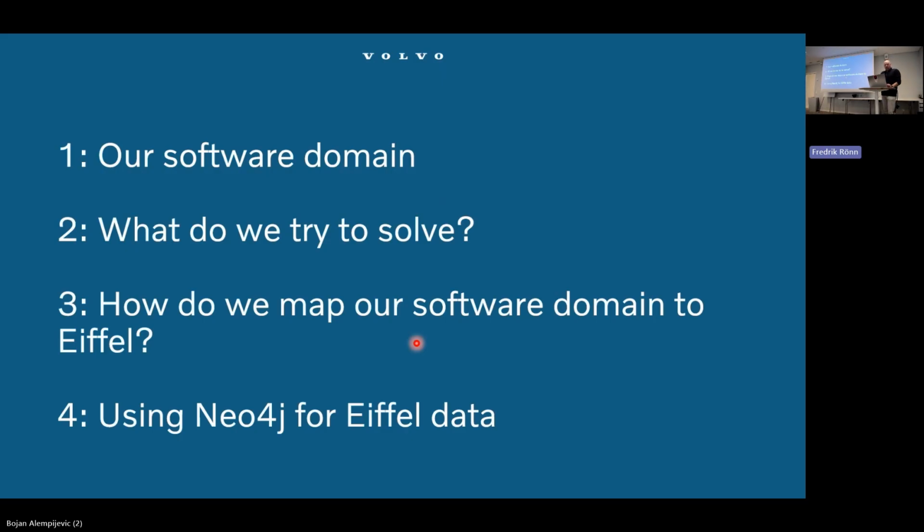So I will start by going through our software domain. What is it actually we do? How does it look? Without going too much into Volvo details. Hopefully, we have some legal here, so hopefully you can shout if I say something wrong. What do we try to solve? How do we map this to Eiffel? And then using Neo4j to query the Eiffel graph database, very quick one.